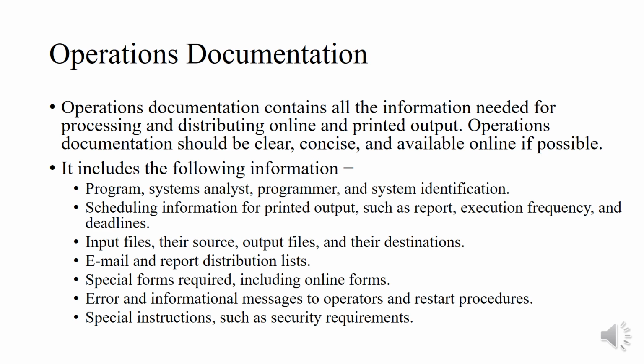Operations documentation contains all the information needed for processing and distributing online and printed output. It includes the following information: program, system analyst, programmer and system identification, scheduling information for printed output, input files and their source, output files and their destinations, email and report distribution lists, special forms required including online forms, error and informational messages to operators and restart procedures, and special instructions such as security requirements.